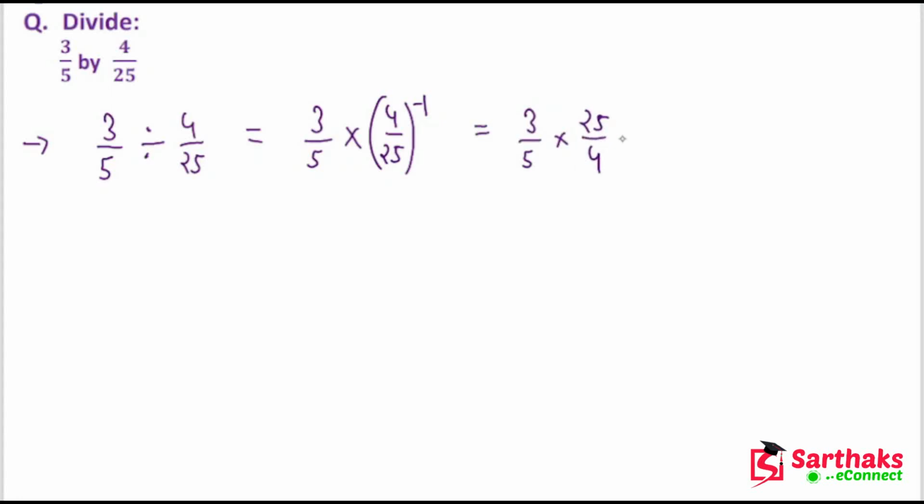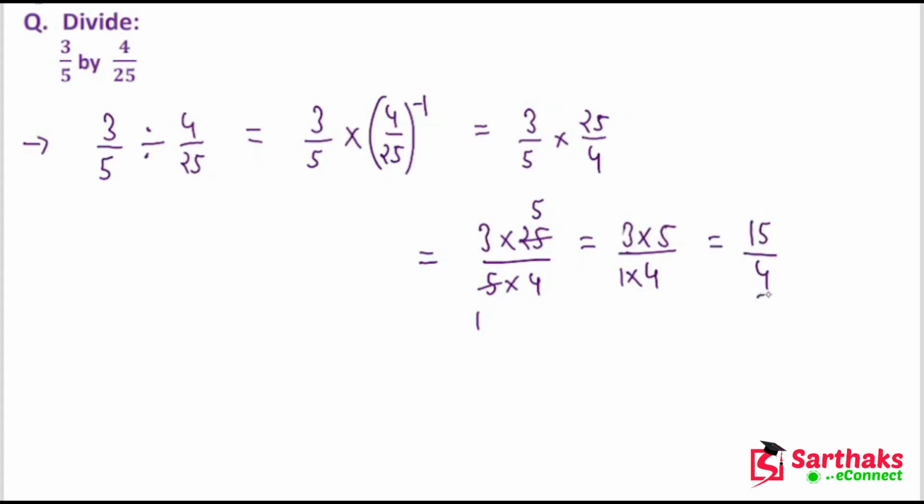Now clearly we know the multiplication of rational numbers. The numerators are multiplied together and the denominators are multiplied together. Since they are in the form of fractions, you can cancel out the common factor: divide both by 5 and you will get 3 into 5 upon 4 into 1, which is 15 upon 4, the final answer. So it was a very easy question. This is how you can carry out division of two rational numbers.